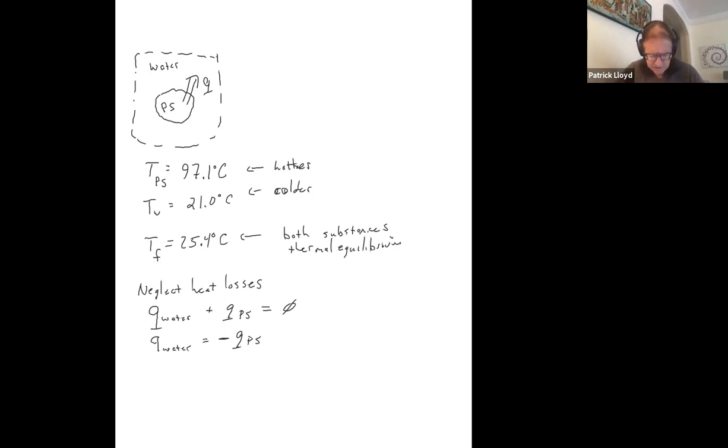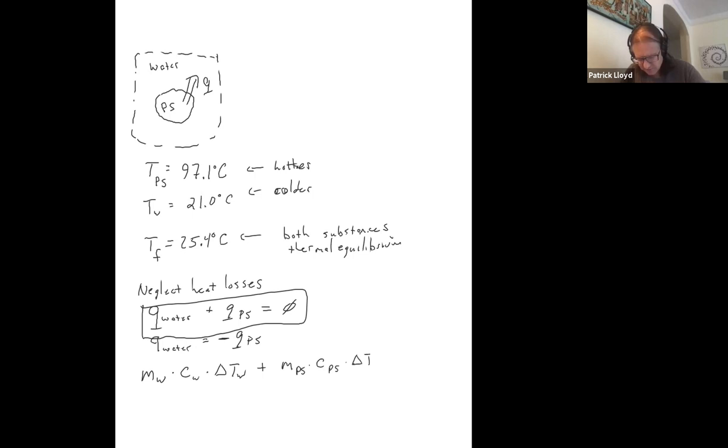Okay, so we've got some temperatures here. And so now, let me do this. I'm going to take this form right here. And I'm going to substitute in mass of the water, MW, times specific heat of the water, CW, times delta T of the water. And that plus mass of the polystyrene times C of the polystyrene times delta T of the polystyrene, that's got to be equal to 0. So do you see what I did here?